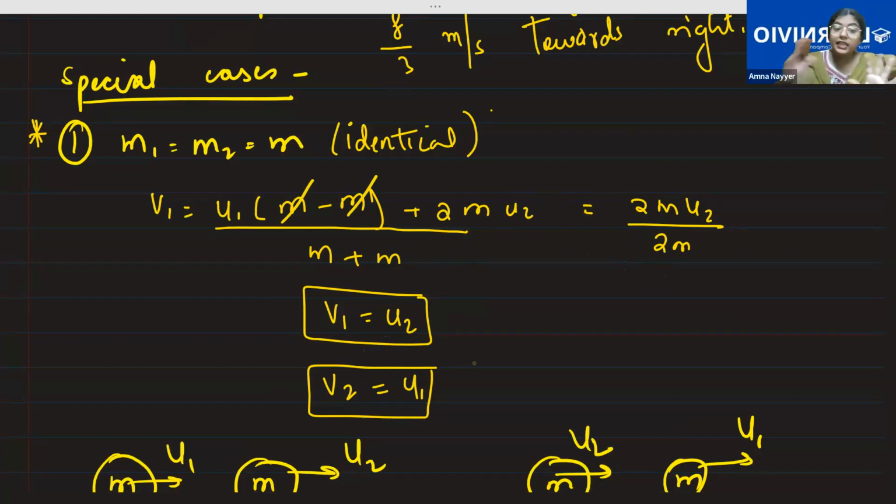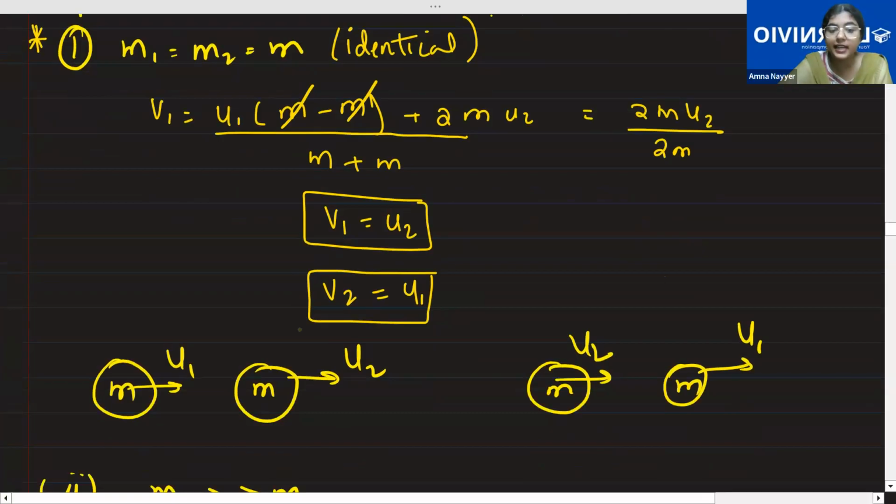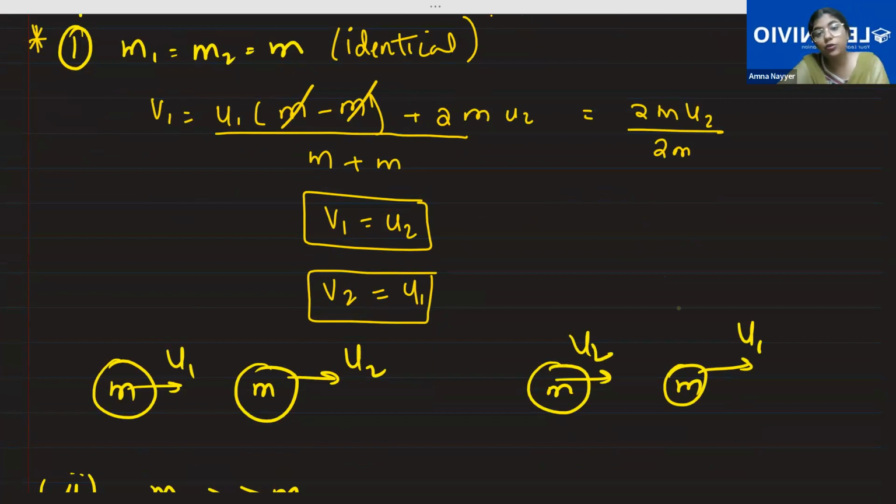Means the initial velocities are getting exchanged. m1 was moving with u1 velocity, and this was moving with u2. Now this is having u2, and this is becoming u1. Like this, final velocities are getting interchanged with the initial velocities. This is one special case.